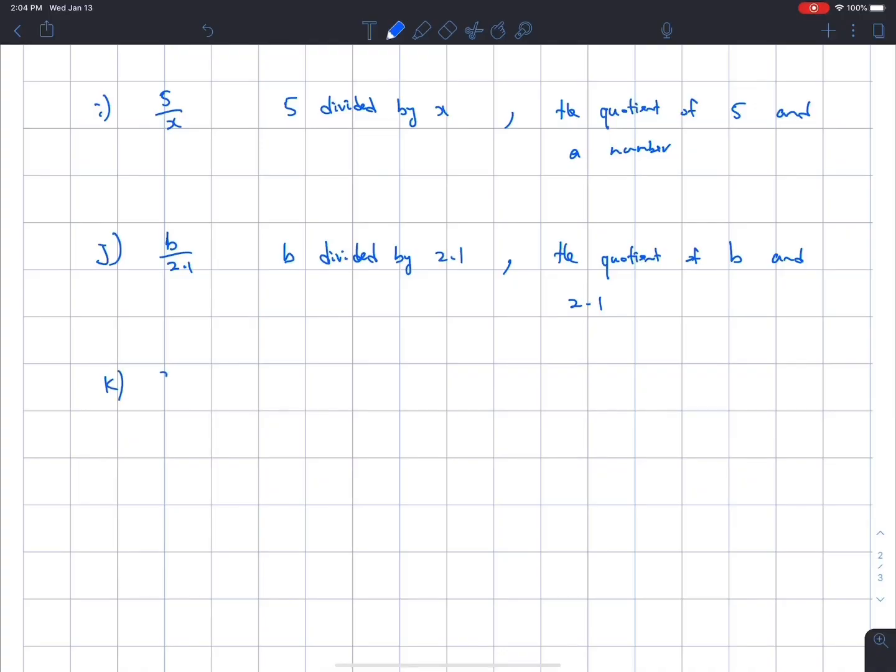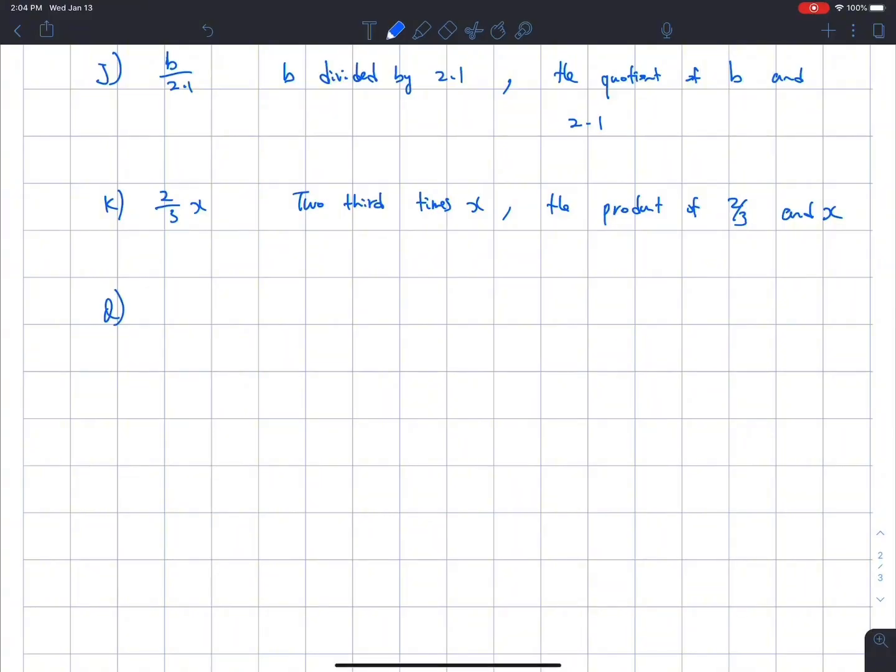Okay, this is 2/3 times x. So I can definitely call this 2/3 times x, or the product of 2/3 and x. L, 5 times y over 4. So I can say, yeah, just 5 times y divided by 4.